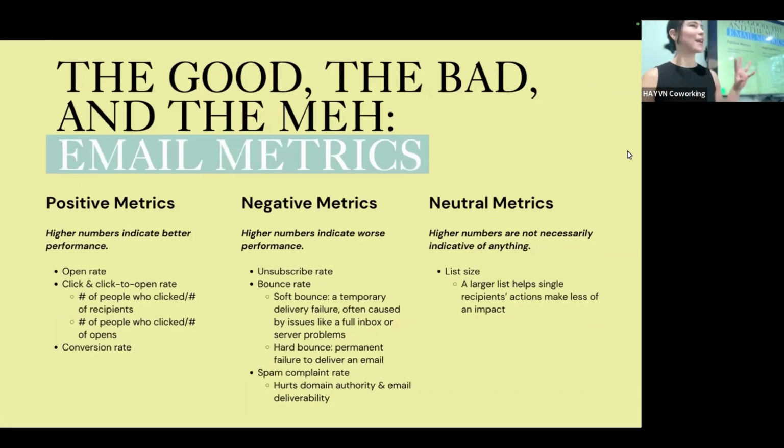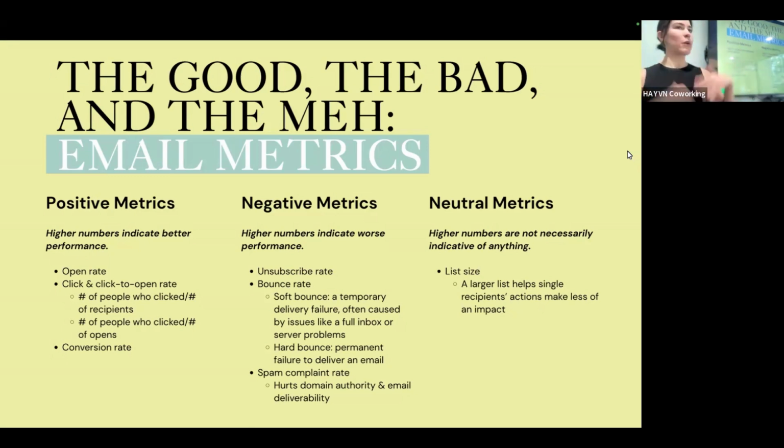So there's three kinds of metrics. There's positive metrics, where higher numbers indicate better performance. There's negative metrics, where higher numbers indicate worse performance. And then there's neutral metrics, also sometimes called vanity metrics, where higher numbers don't indicate anything necessarily.